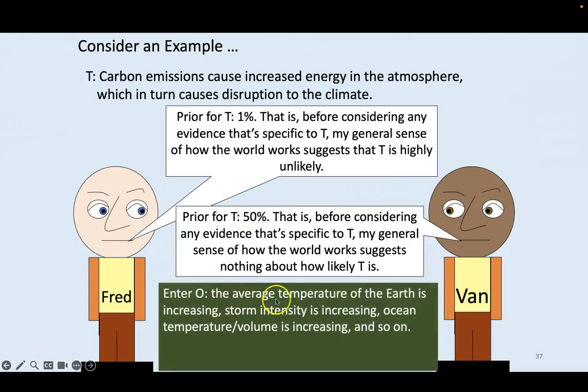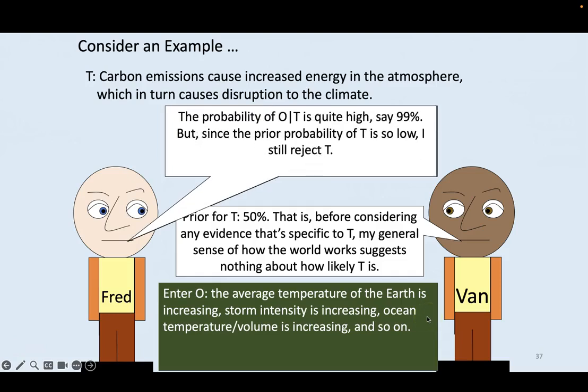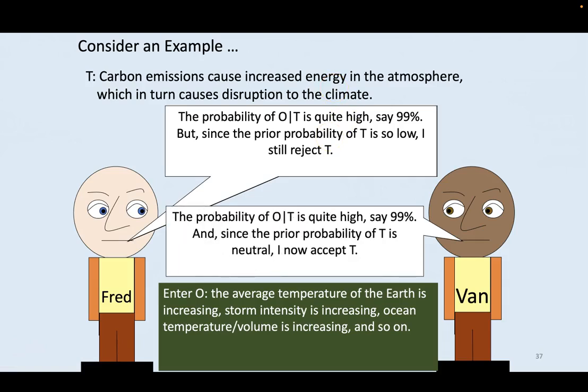Now we get this observation that the average temperature of the Earth is increasing, storm intensity is increasing, ocean temperature is increasing, and so on. More generally, there's increased energy in the atmosphere. Now, how are each of these people going to react? Well, you could imagine that Fred says, look, the probability that you would get this observation, that energy in the atmosphere is increasing, given the theory that carbon emissions cause that, since carbon emissions have been going up, is very high, 99%. You can imagine that Van agrees.